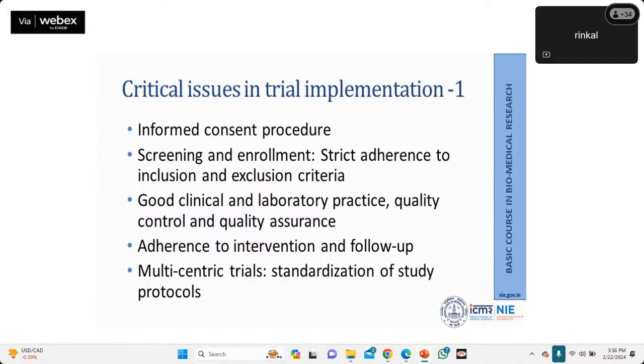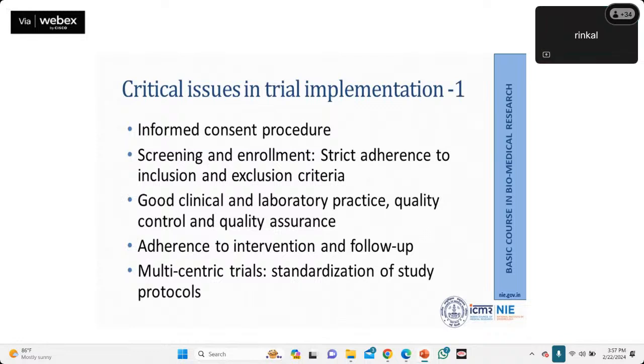Okay, so the next is at the recruitment level. While recruiting, we have to adhere to the protocol. Whatever protocol we have designed, we have to adhere to it. Screening and enrollment will depend on the inclusion and exclusion criteria, and whichever criteria we have set in our protocol has to be followed with good clinical and laboratory practices, ensuring quality control and quality assurance.